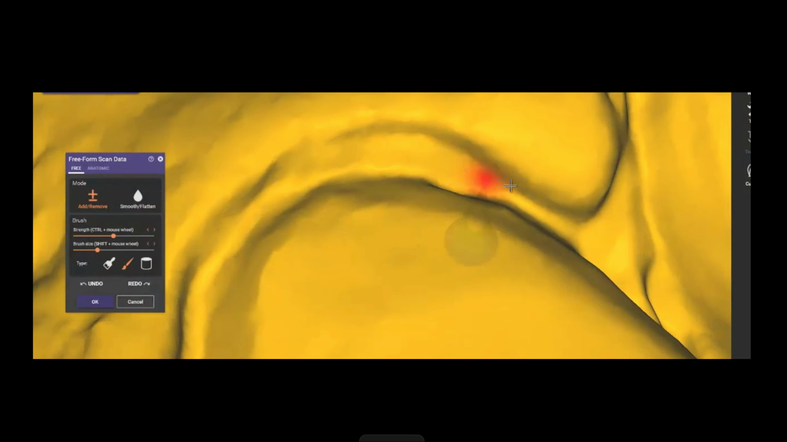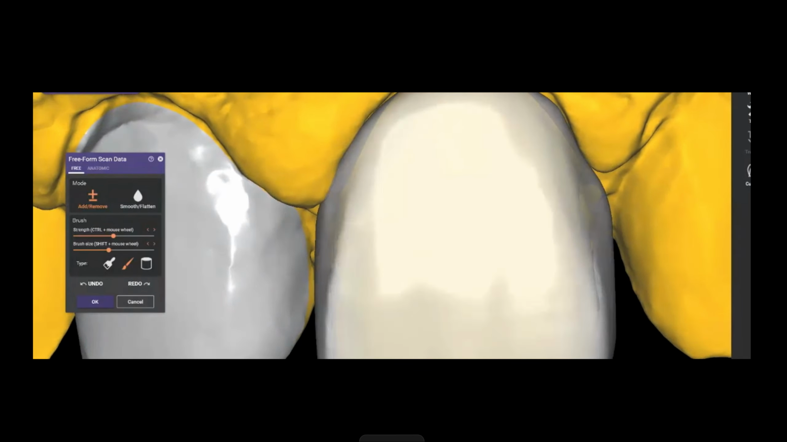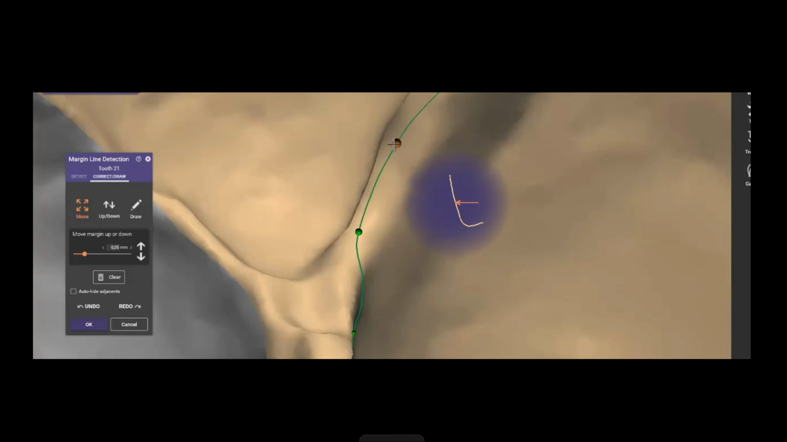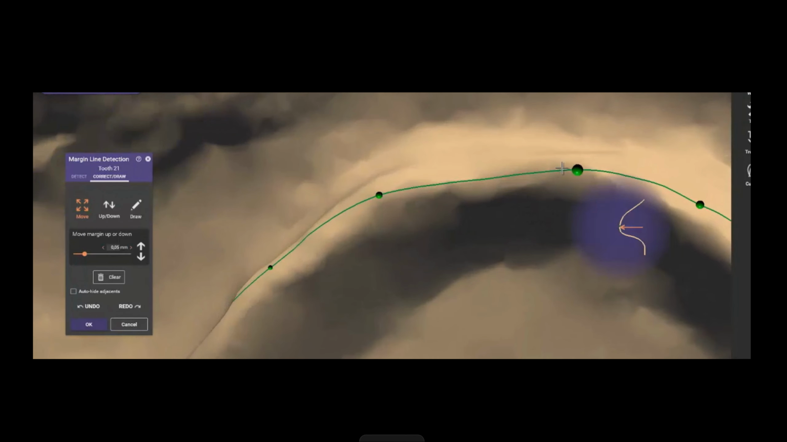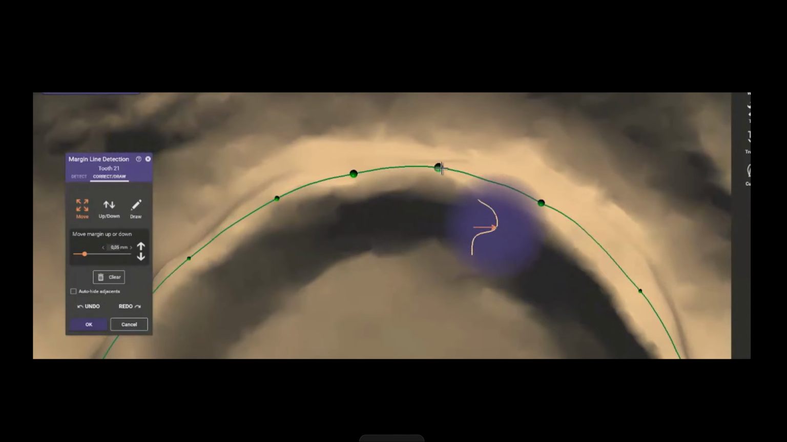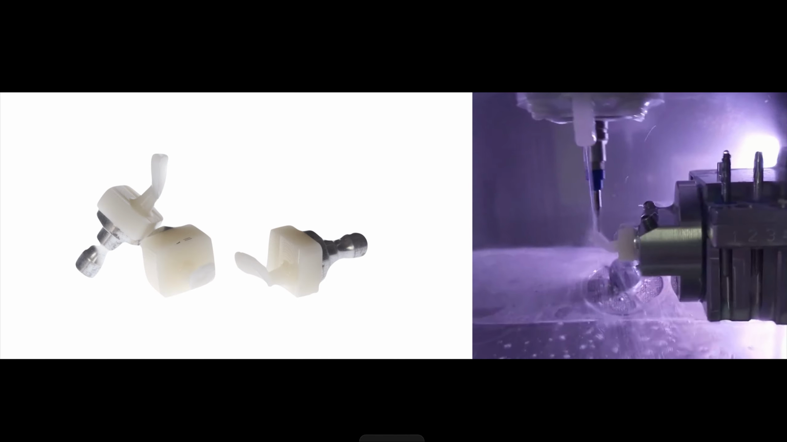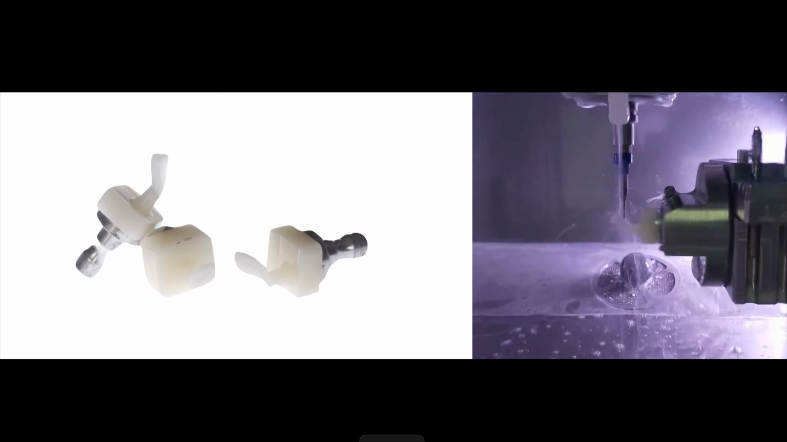You see here, he starts eliminating it to help define a much more beautiful shape. Okay, you see how he's moved the spaces. Everything is super precise. After this, we send this to the lab technician to mill all the restorations.